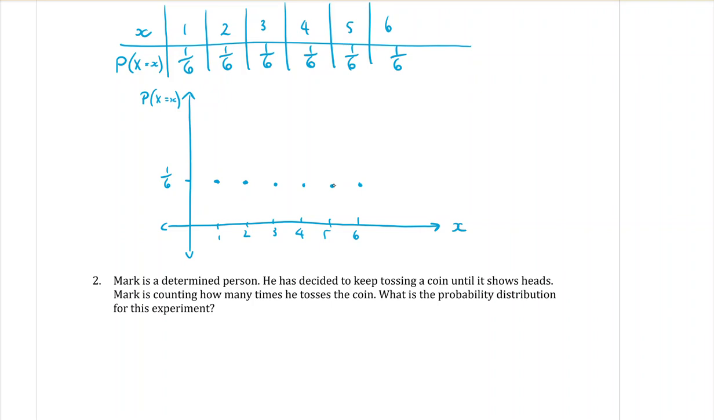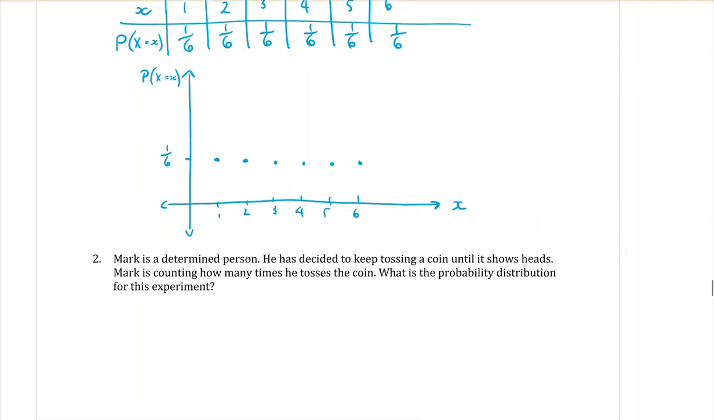Okay, so that is our uniform distribution because they are all the exact same value, no variance. That's the word we're going to be using later on in this topic. No variance in those probabilities at all. Okay, so that is it. We've done the table, we've done the graph. Let's have a look at question 2.